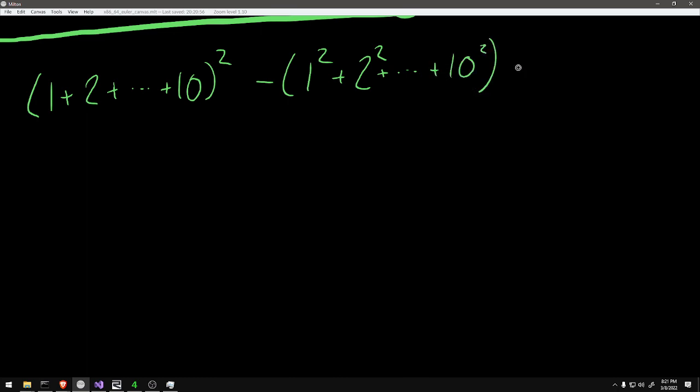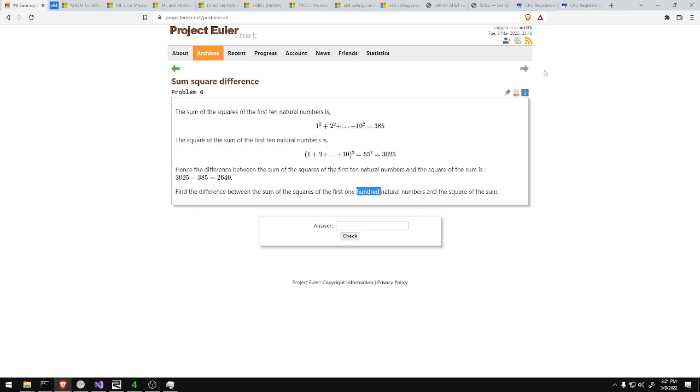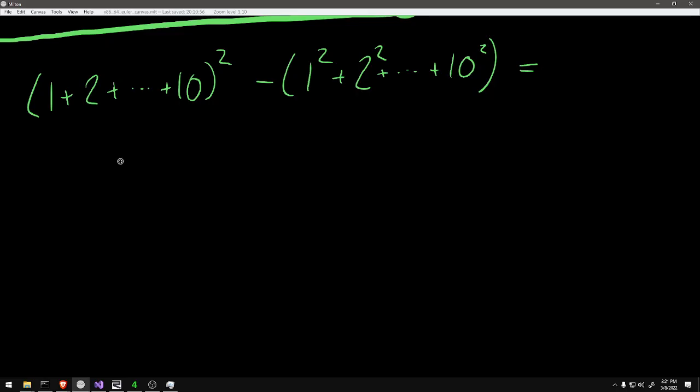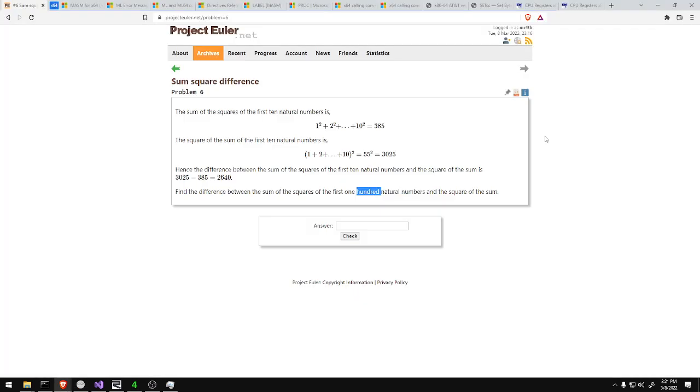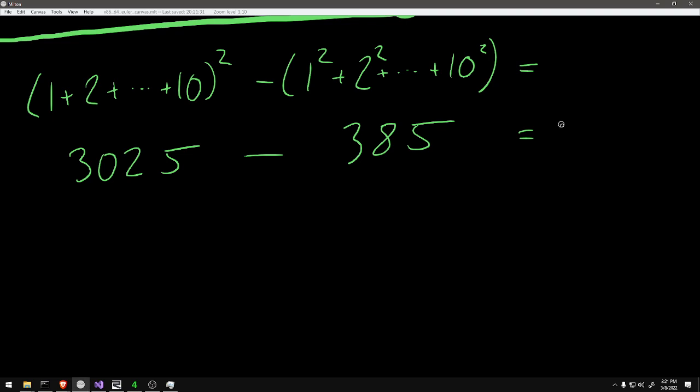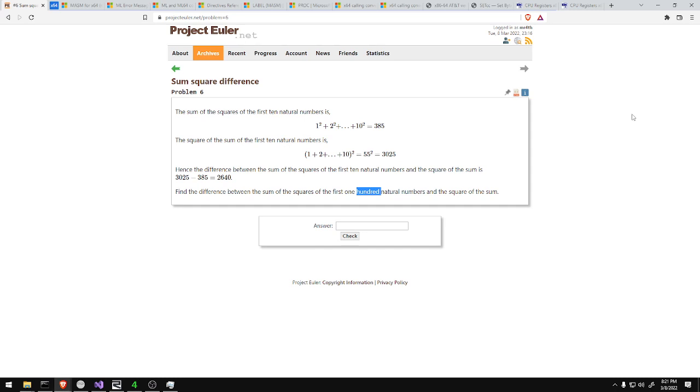When we take the difference between them, well, they gave us the values here too. So 3025 minus 385, which equals 2640. Now, this wouldn't be too hard to just write a loop for. It would go from 1 to 100, square each one, add them up into an accumulator, give us a result. Then we could do this one too, the same way, add them into an accumulator, then square it, take the difference, and we'd be done.